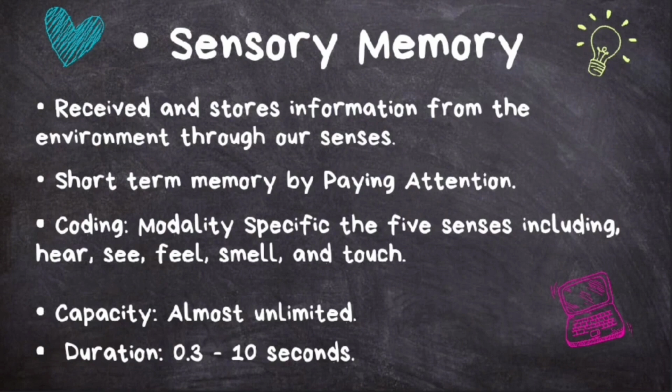Here we are at coding. Basically, it is our senses: see, hear, feel, smell, and touch. In the modality-specific terms, hearing is called echoic, seeing is called iconic, feeling is called nociceptive, smell is called olfactory, and touch is called haptic.